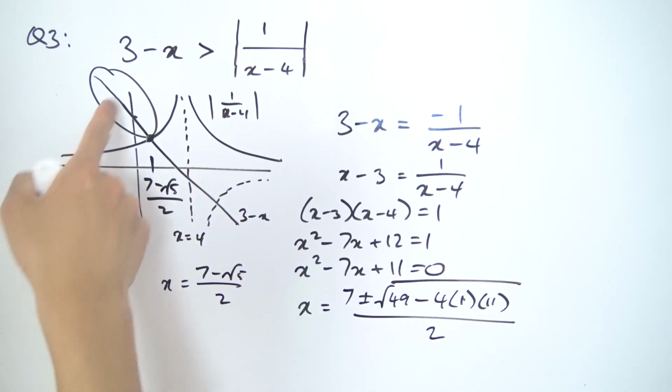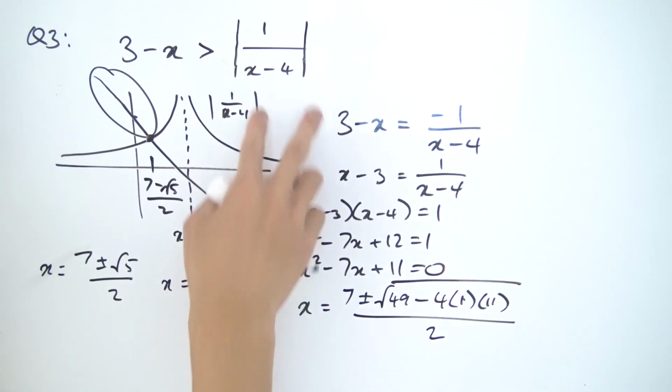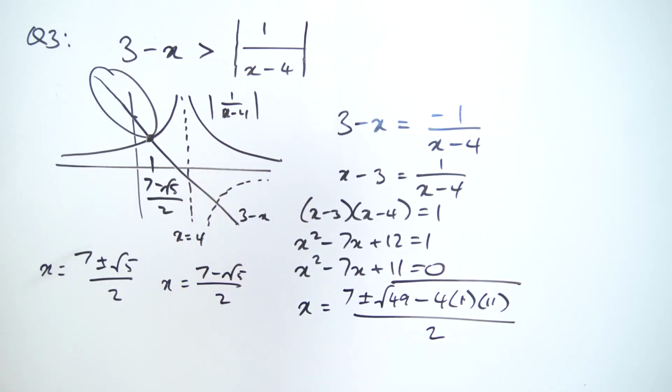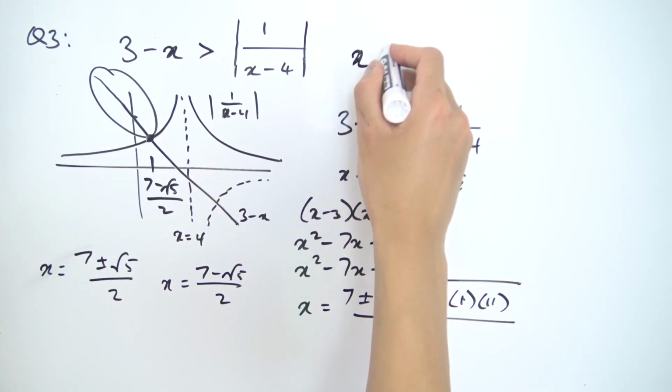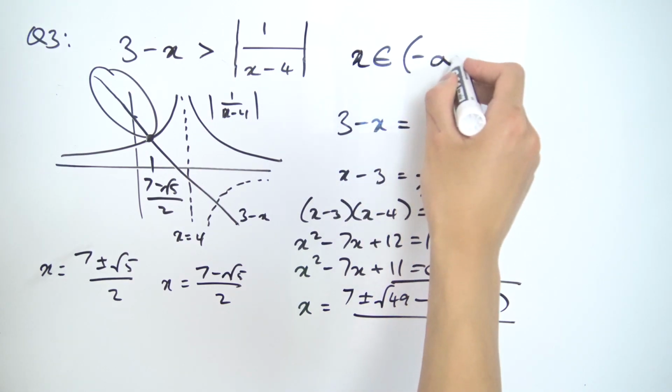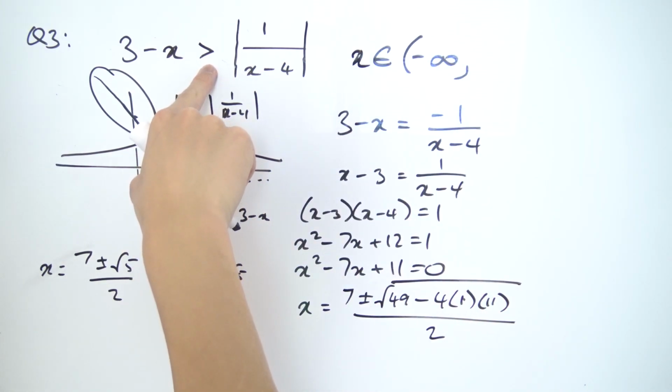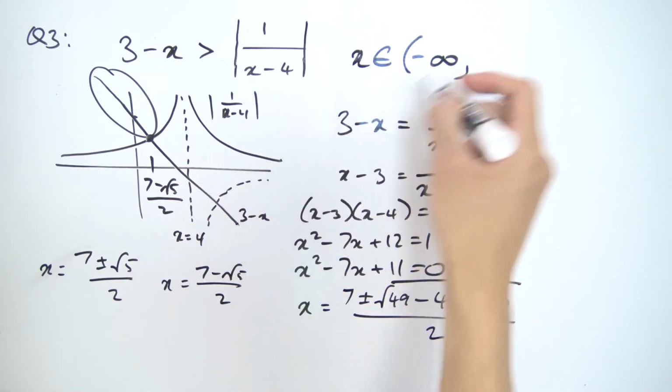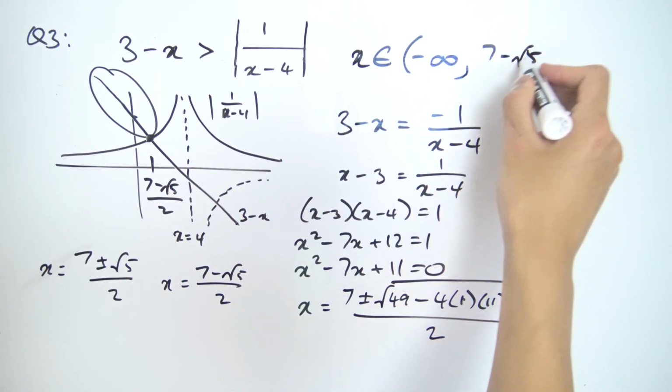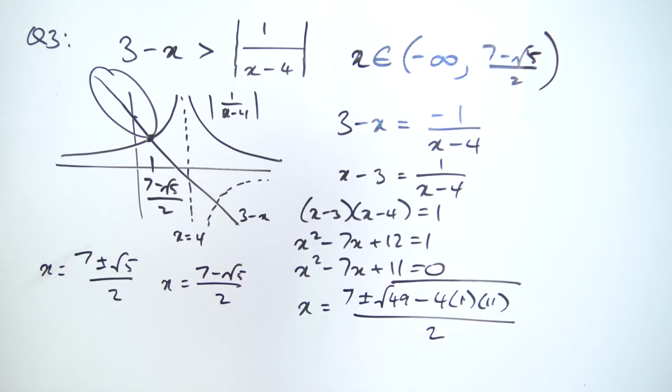And now where is 3 minus x greater than this absolute value thing? Well, x is on the interval minus infinity, and since this is strictly greater than, we're going up to 7 minus root 5 over 2, non-inclusive of the endpoint, and that's the answer. I just realized that was question 4 on the exam, not question 3.